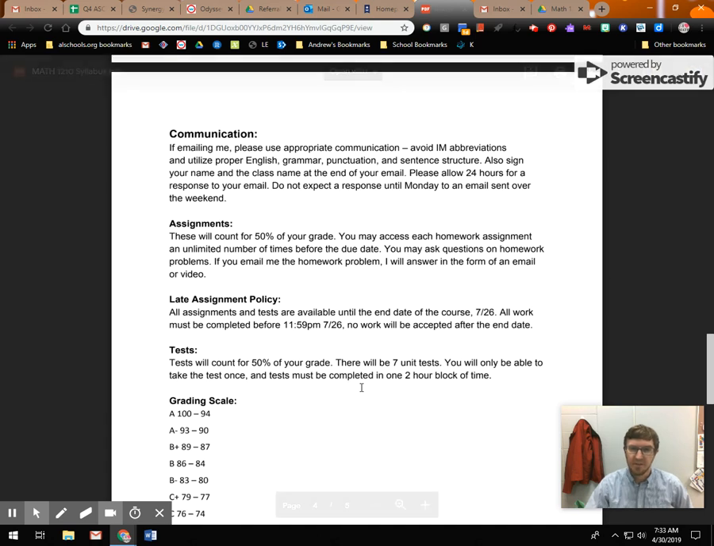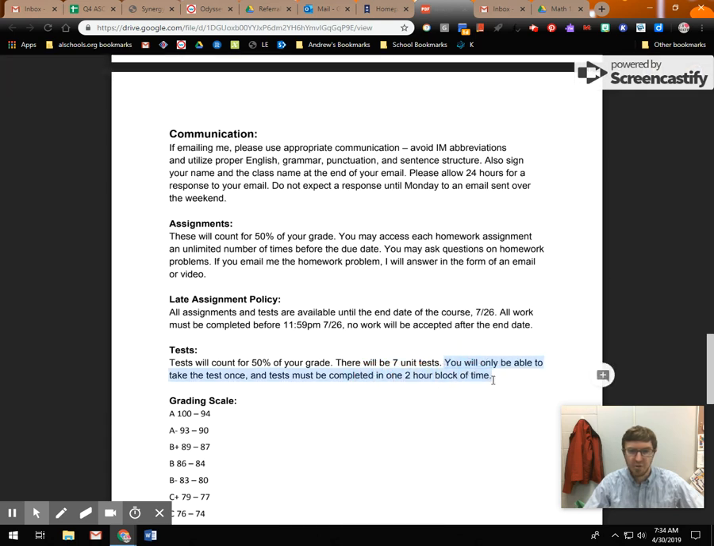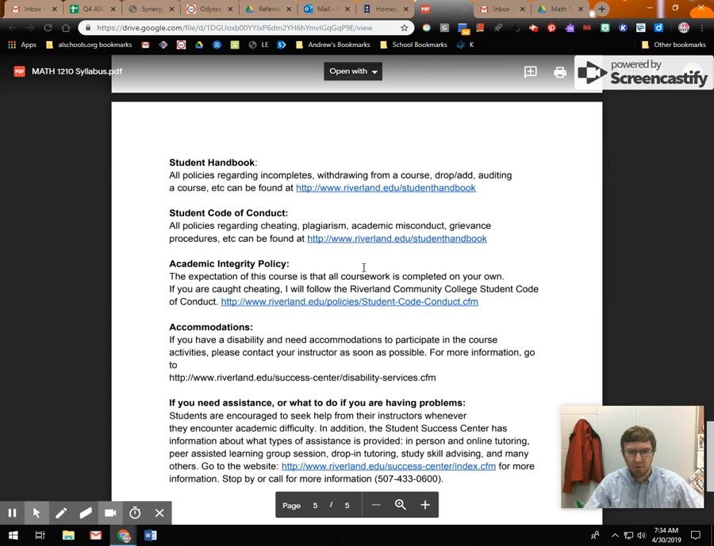The other 50% of your grade is in the tests. So there's no projects, there's no discussion boards that you need to do. You need to do the assignments, you need to pass the assignments, then you need to take the tests. There are 7 unit tests. You will only be able to take the tests once, and you have a 2-hour block of time to complete them. I'm going to talk more about testing and some different things you can do with that in a further video. So make sure you watch that video on testing and grading. That'll help you, or that's the idea anyways. You can see the grading scale, and there's some other links here for handbooks and different policies.